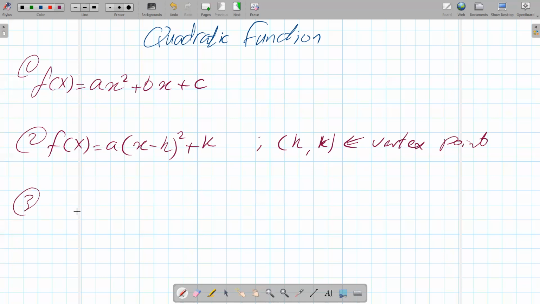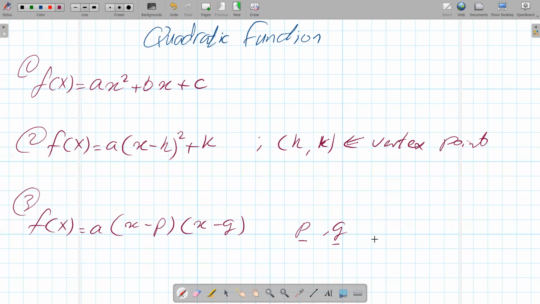The third form is the x-intercept form, represented by a times x minus p times x minus q. While p and q are points on the x-axis, where the function will intersect with the x-axis. These are the three forms for the quadratic function.